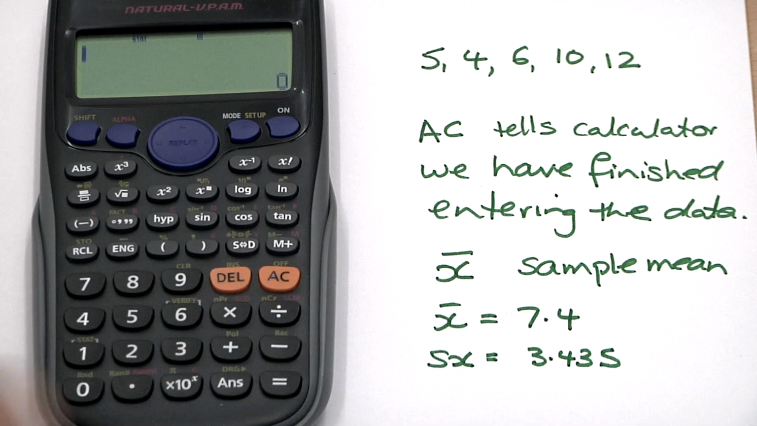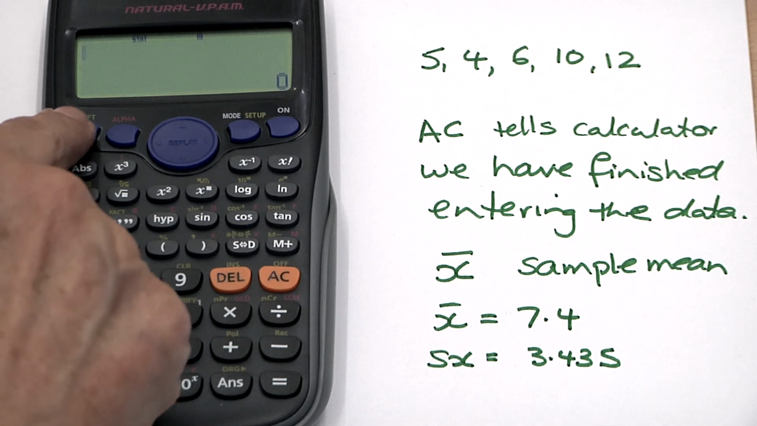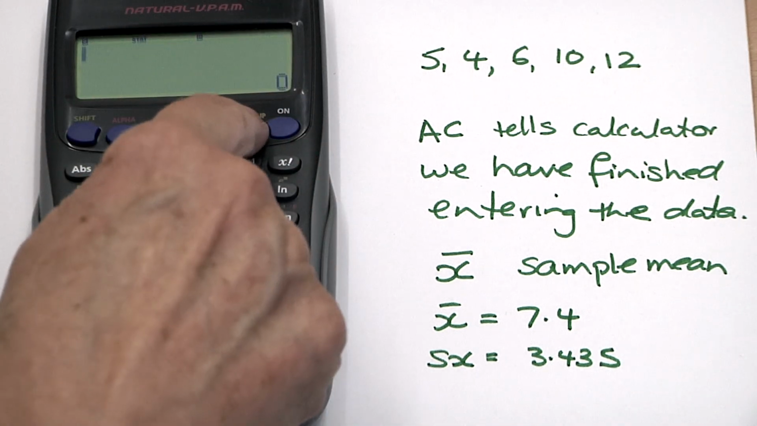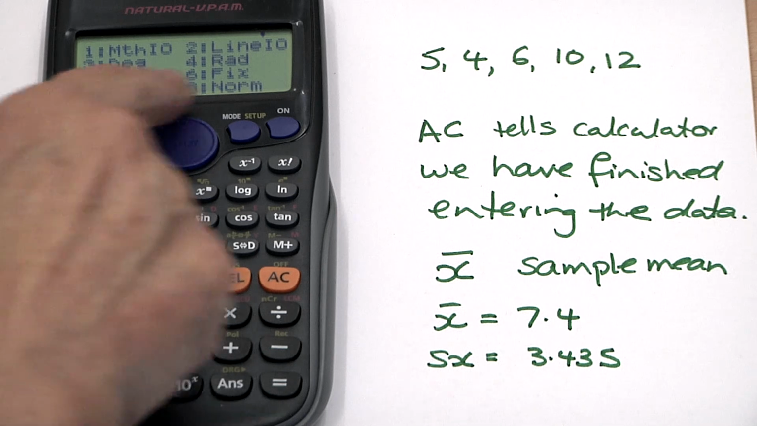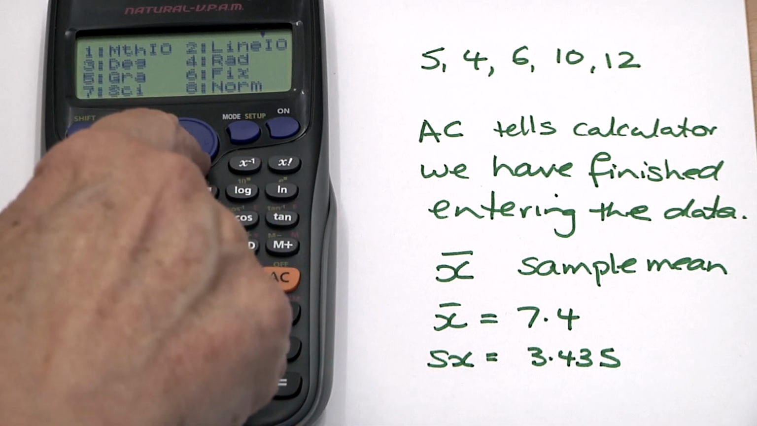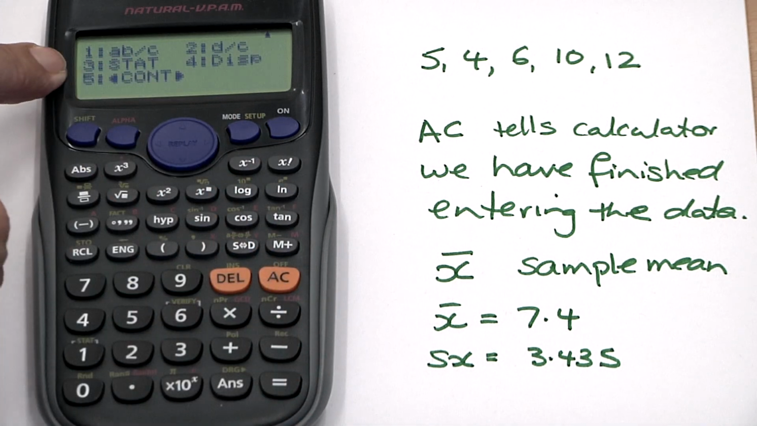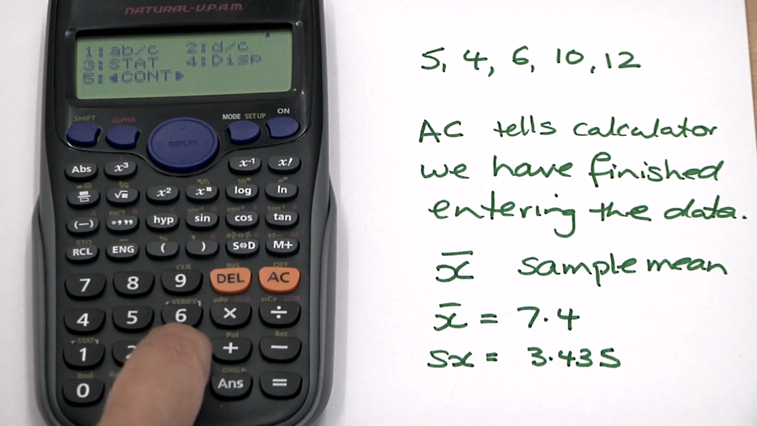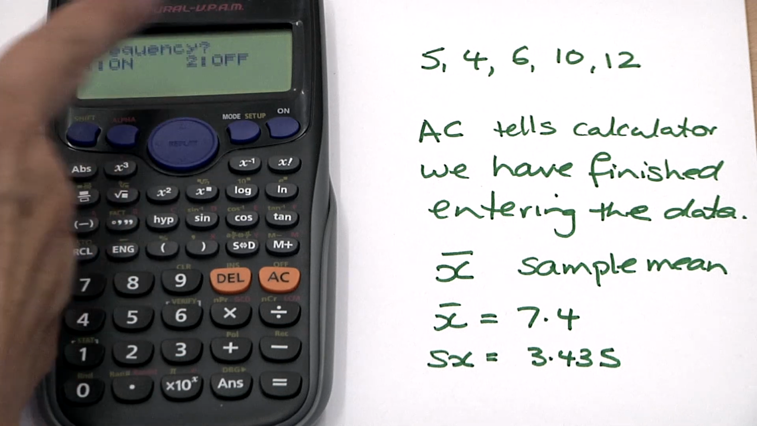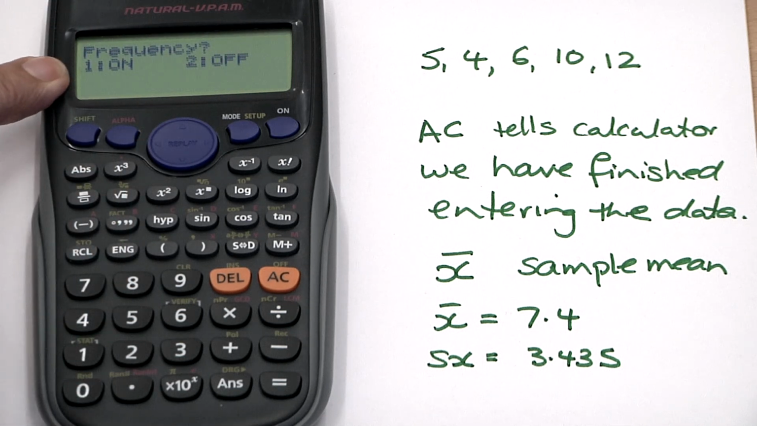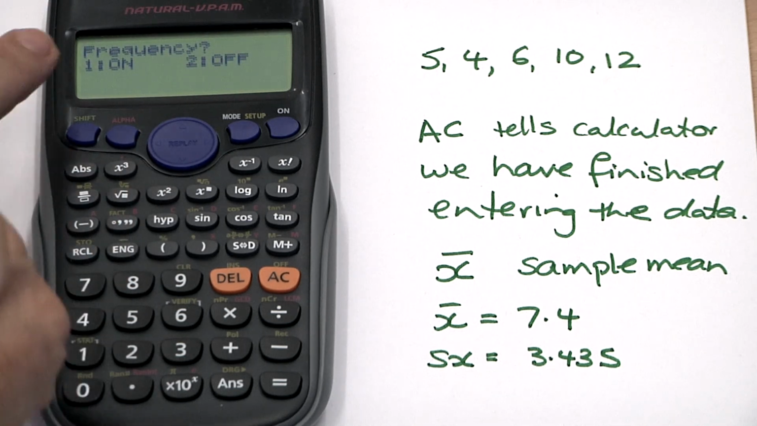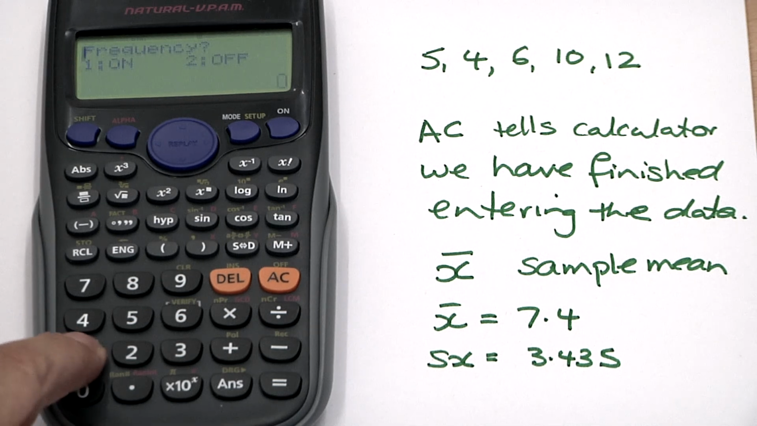There's one more thing that we need to say. How did I get the frequency column? I had already put that in. So we need to go shift and setup, and now we need to press the down arrow. And now we get stat, for statistics. We press number 3, and now it says frequency on, off. If you want the frequency on, you press 1, which is what I had previously done.